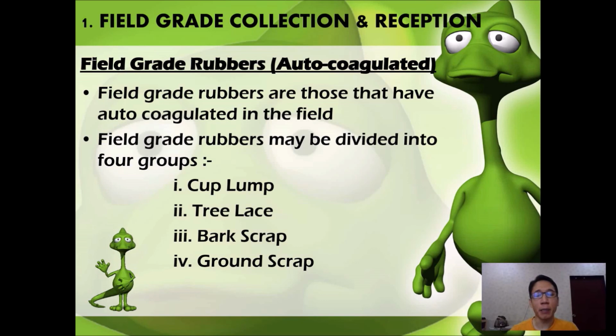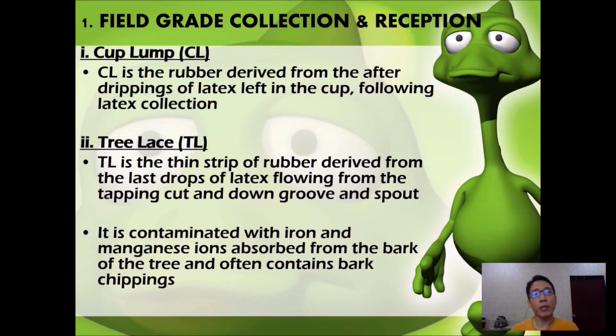Field grade rubber may be divided into 4 groups. Commonly you know the cup lumps. There are 3 other types of auto-coagulated rubber, which are the tree lace, bark scrap, and ground scrap. We will go through each of these types of auto-coagulated rubber. We start with the cup lump.